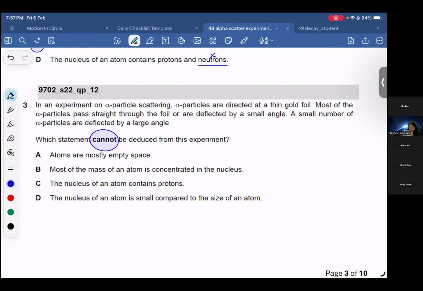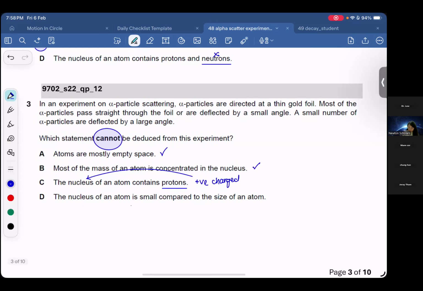Okay, so read the question carefully. So this one, empty space, yes. Most of the space mass is concentrated in the nucleus, yes. The nucleus contains proton. Actually, from the experiment, we only know that there is a positive charge at the nucleus. So proton or non-proton, actually, we don't know. We just know that the nucleus is positively charged.